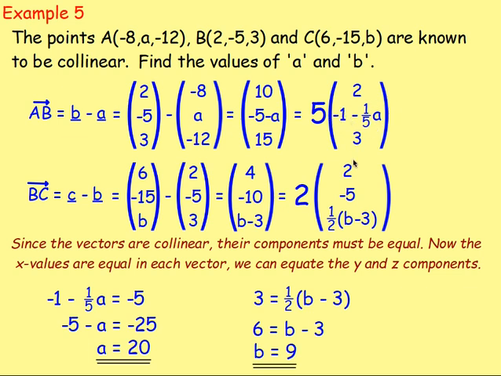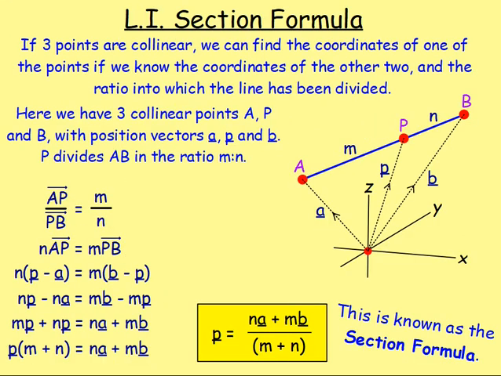The only components that don't have a letter in them would be the X. And because they're the same, well, if they are collinear, which it says in the question, then you know the y's must be equal, so you can say -1 take away a fifth A must be equal to -5, and you can solve that to find A. Also, the 3 must be equal to the half B minus 3, which means you can solve that to find B. That's obviously one of the harder examples.